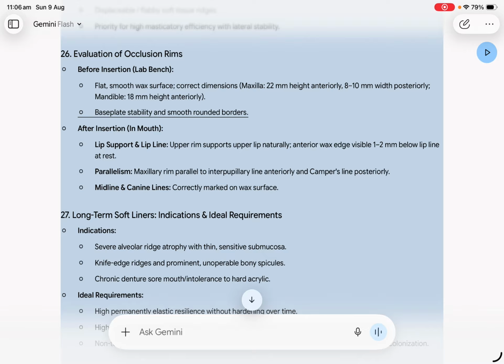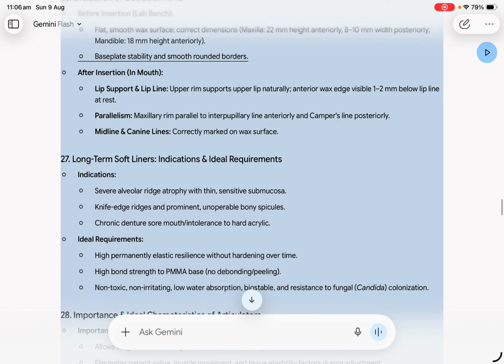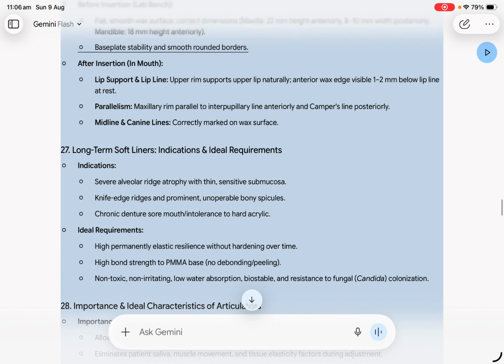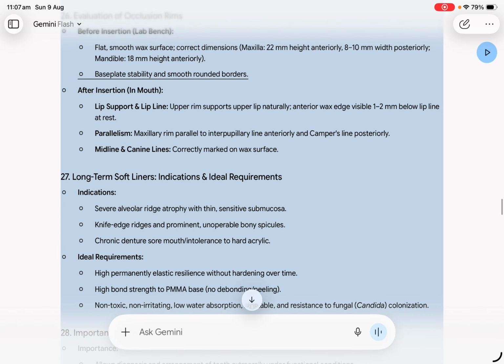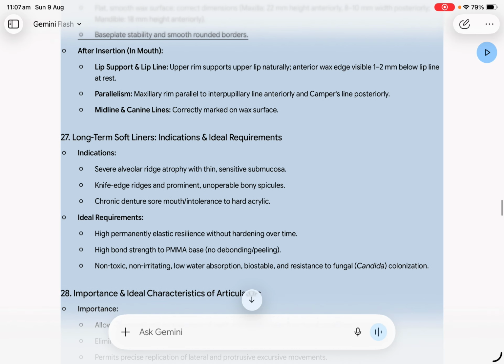After insertion, in the mouth: lip support and lip line. The upper rim supports the upper lip naturally. The anterior wax edge is visible 1-2 mm below the lip line at rest. Parallelism: the maxillary rim is parallel to the interpupillary line anteriorly and Camper's line posteriorly. Midline and canine lines are correctly marked on the wax surface.